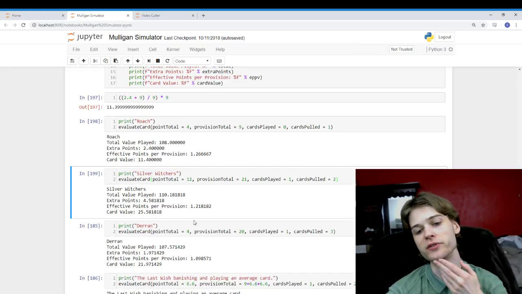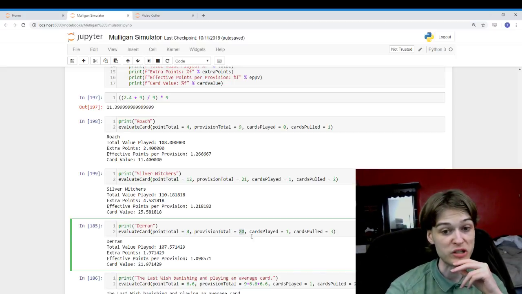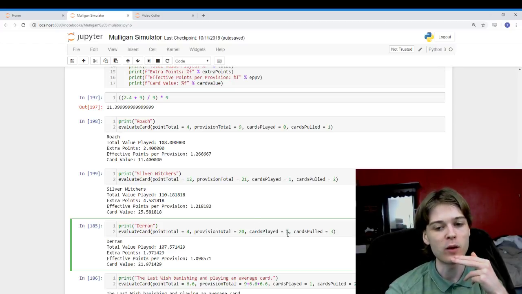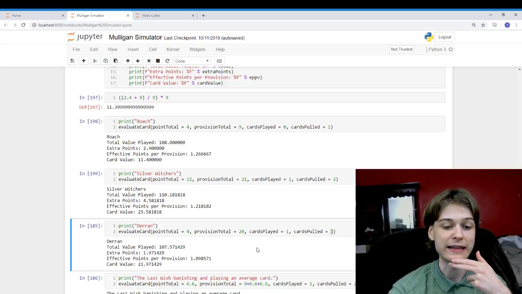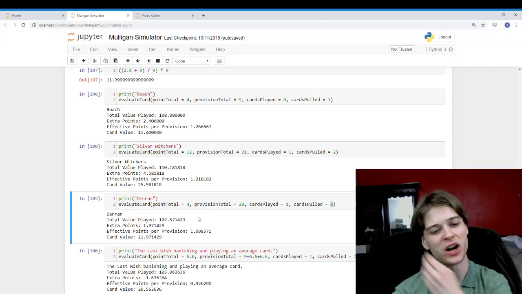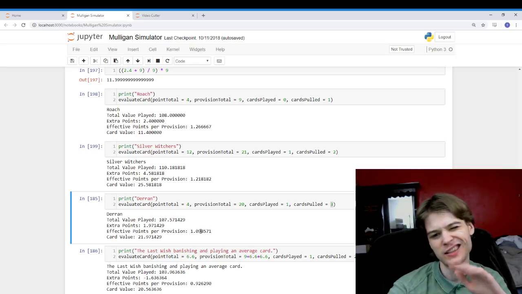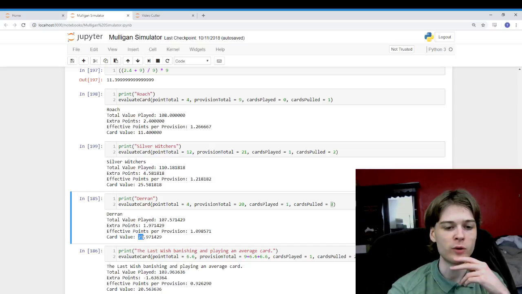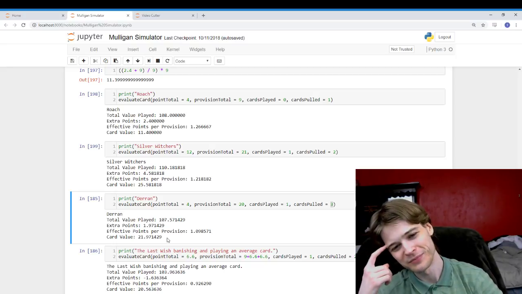How about Daran? This isn't the card that really pulls points out of the deck, right? It just thins. So how good can that really be? We're playing 4 points. We're losing 20 whole provisions, we are playing one card, and we're pulling 3 from the deck. Even Daran significantly increases the remaining average in your deck by just playing the one card. The total value played increases by about 2, with the effective points per provision being a little under 1.1, putting Daran's card value at about 22 on your 8 provision play. The just thin stuff.